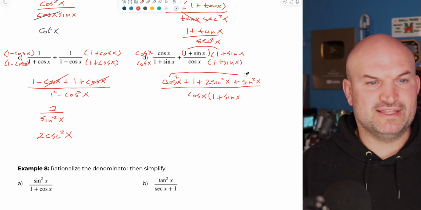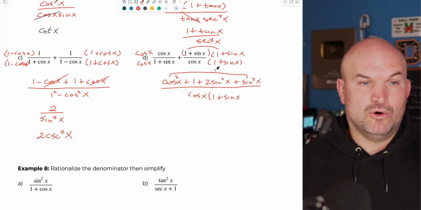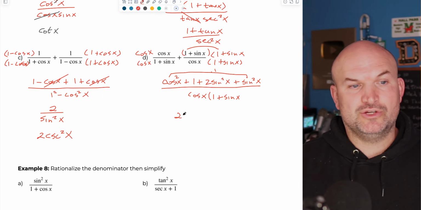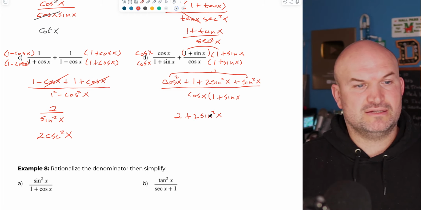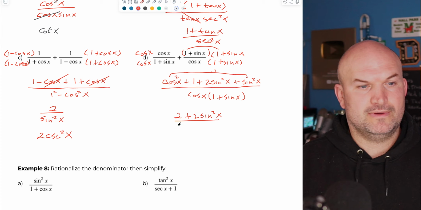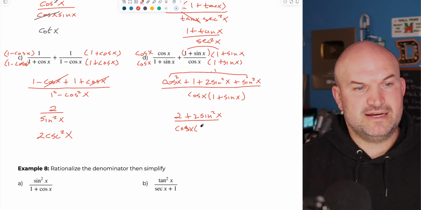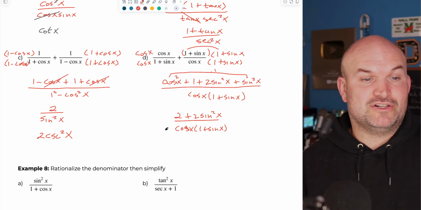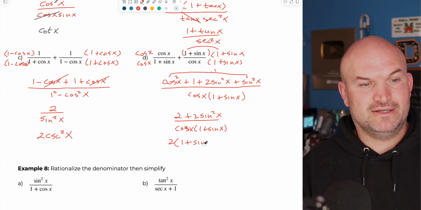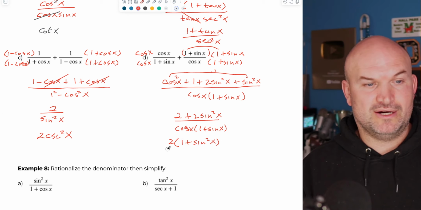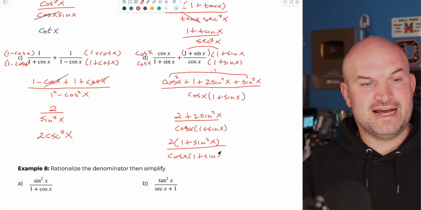Okay, so we know that this is equal to a 1, right? So 1 plus 1 is going to be a 2. So I have a 2 plus a 2 sine squared of x divided by a cosine of x times a 1 plus a sine of x. Okay, and then now, ladies and gentlemen, I know that I can factor out a 2. So by factoring out a 2, I'm left with a 1 plus a sine squared of x in the numerator. And then over here, again, the denominator is exactly the same. But you can see the numerator and denominator are now exactly the same.